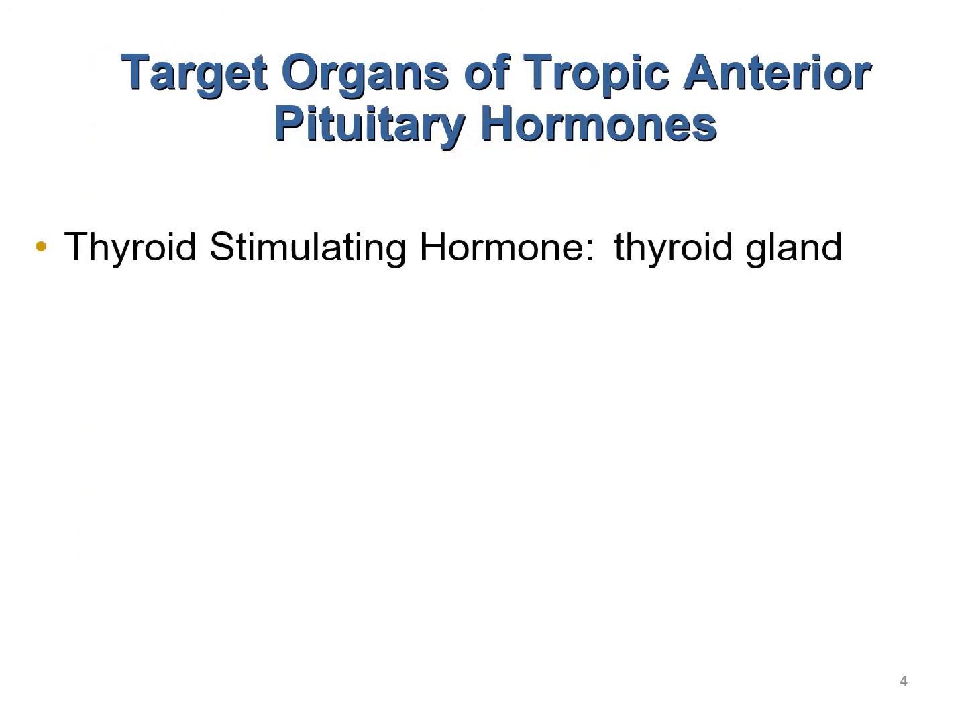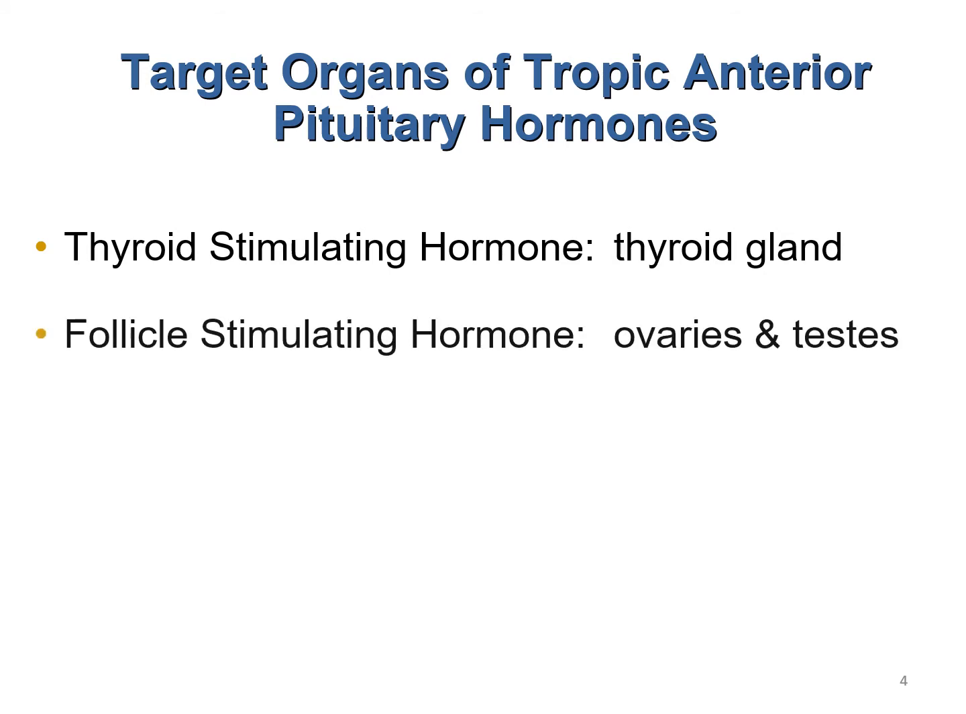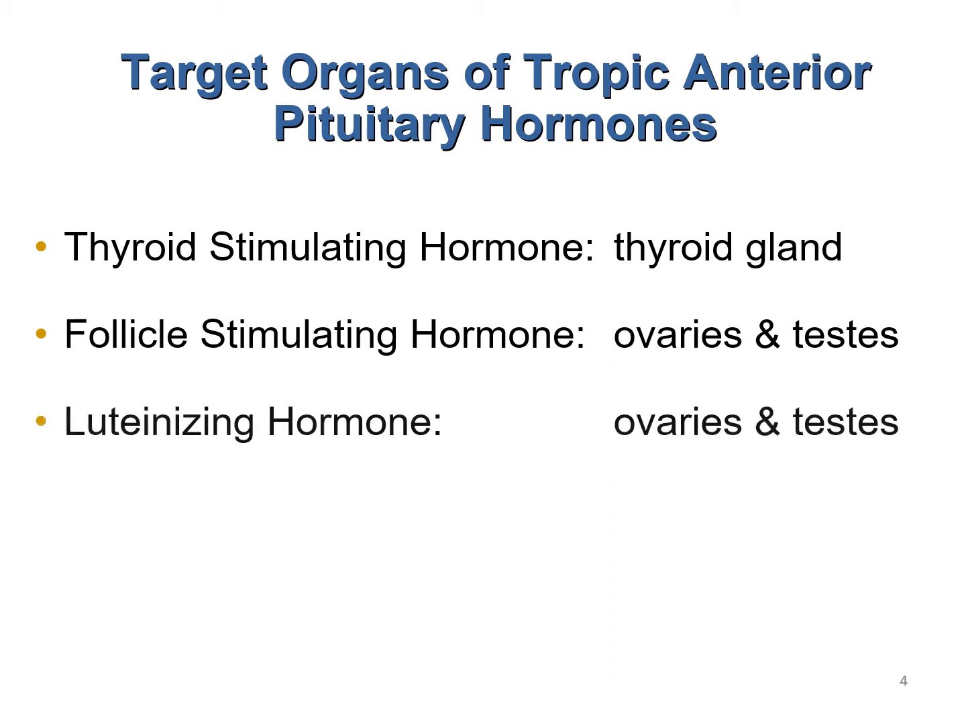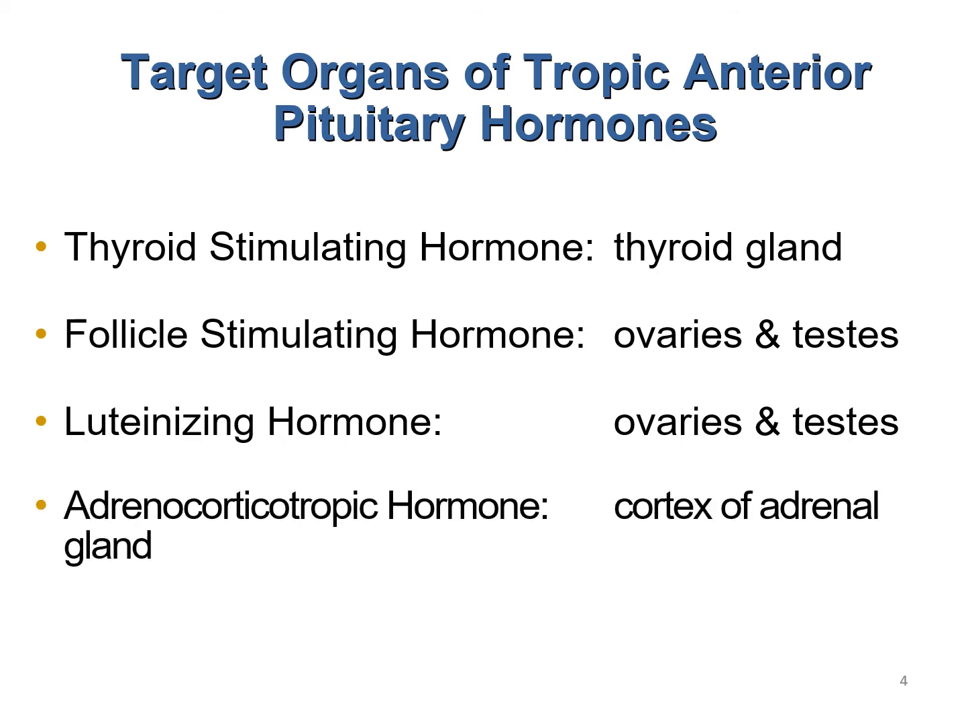Those 4 tropic hormones are thyroid-stimulating hormone, which, as its name implies, targets the thyroid gland; follicle-stimulating hormone, which targets the ovaries and testes; luteinizing hormone, which also targets the ovaries and testes; and follicle-stimulating hormone and luteinizing hormone collectively are referred to as the gonadotropins because they both target the gonads. And lastly, adrenocorticotropic hormone, which targets the adrenal cortex.